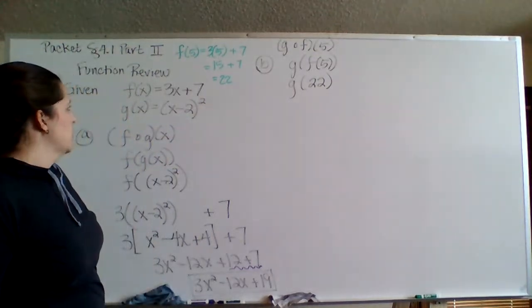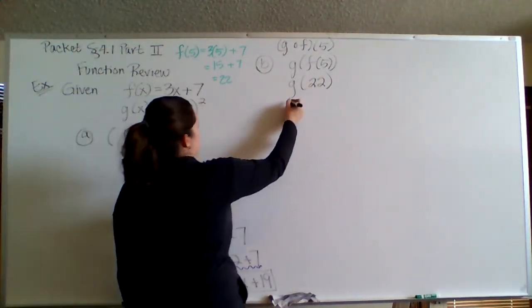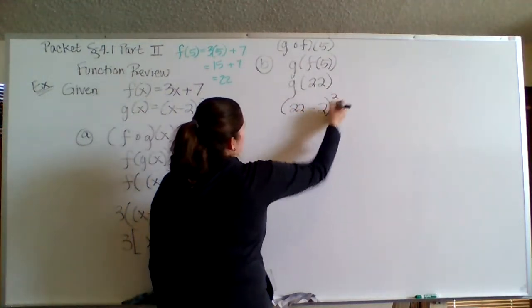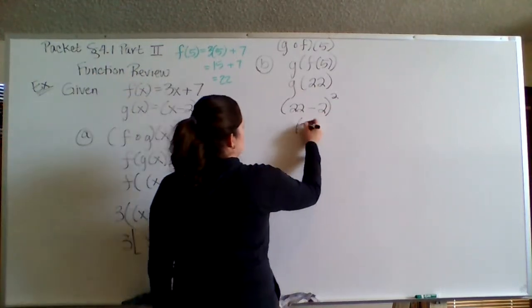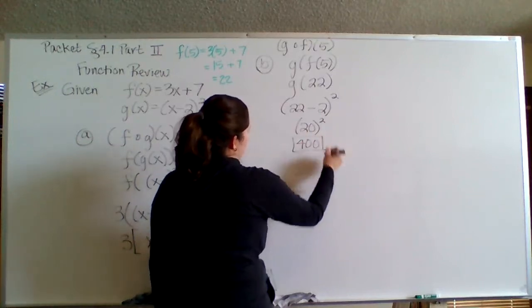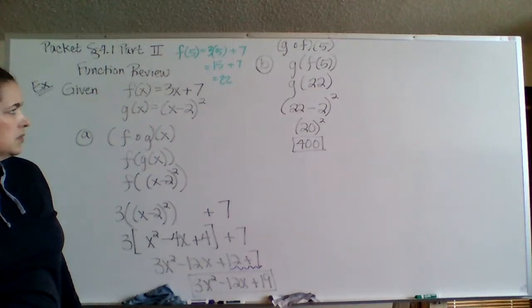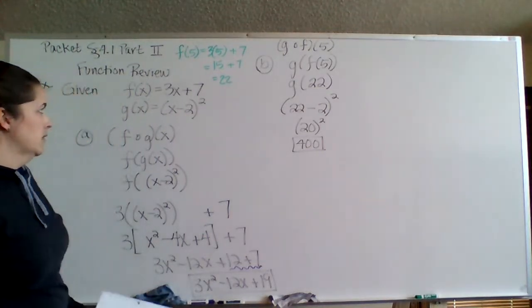And now we're trying to find g of 22. So I go to my g rule. There's only one x in my g rule. Wherever that x is, I'm replacing it with the numerical value 22. Order of operations, we start inside parentheses. So 22 minus 2 would give us 20. And 20 squared, maybe you know, maybe you don't, is 400. Perfect square. So a lot less work when it's a number value than left in terms of x.